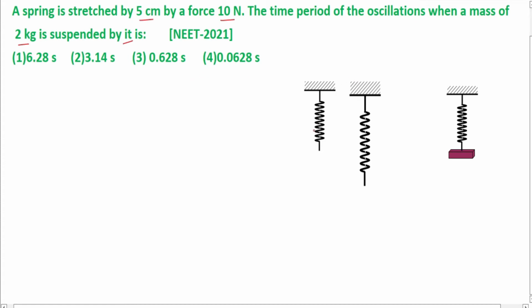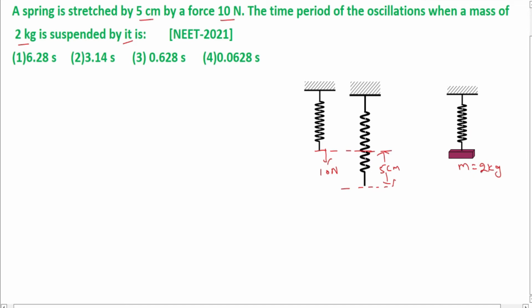He said that this is a spring, and to this spring a force of 10 Newton is applied in the downward direction. Because of this 10 Newton force, this spring got extended by 5 centimeters. Now, to the same spring, he hung a mass m equal to 2 kg, and left this mass.